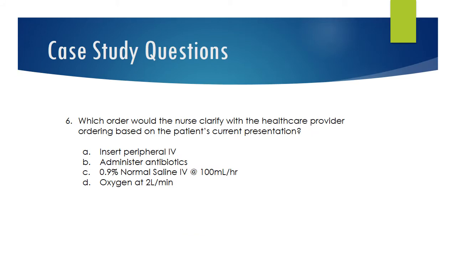Question number 6. Which order would the nurse clarify with the healthcare provider ordering based on the patient's current presentation? A. Insert peripheral IV. B. Administer antibiotics. C. 0.9 normal saline IV at 100 milliliters per hour. Or D. Oxygen 2 liters per minute.